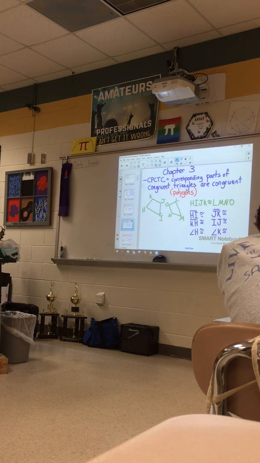Side HI is going to match up with which one? Well, instead of rotating that, just look at the congruent statement. HI is in the first two slots, so that's going to be congruent to what? LM. KH is first and fourth, that's going to match up with L and O. Angle H is going to match up with angle L. Angle K is going to match up with angle O, etc., etc.